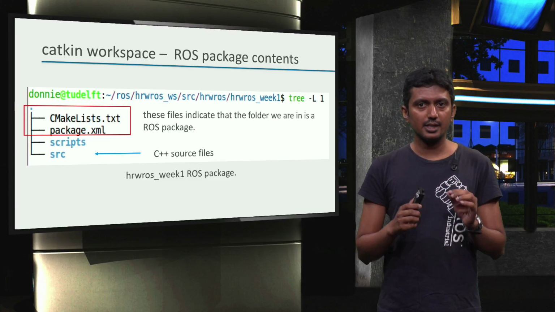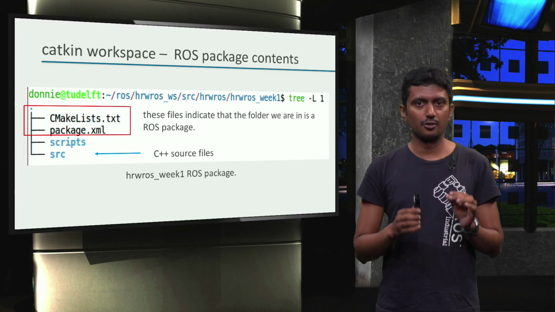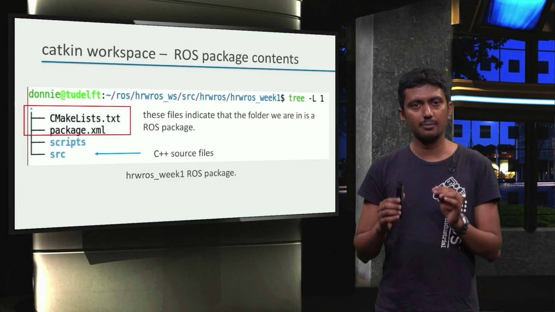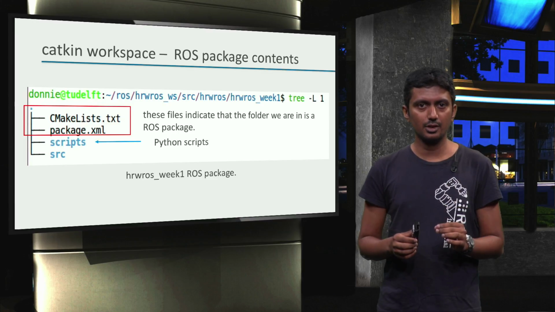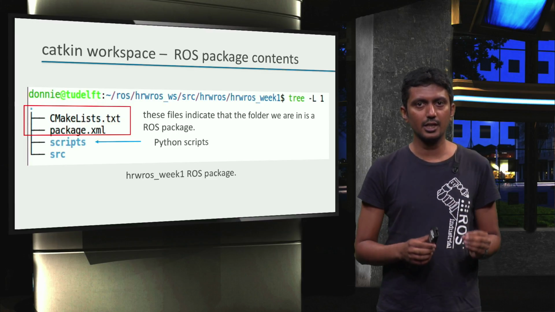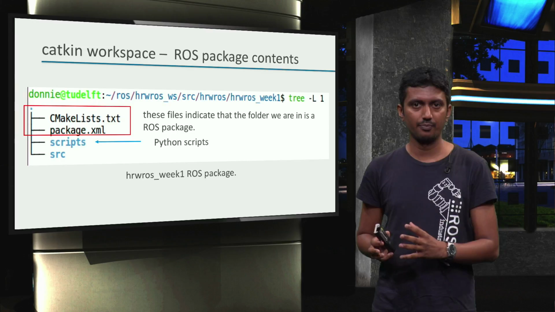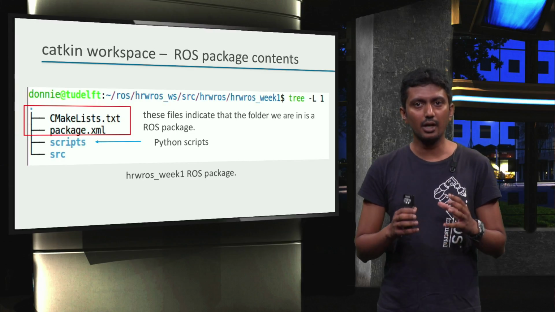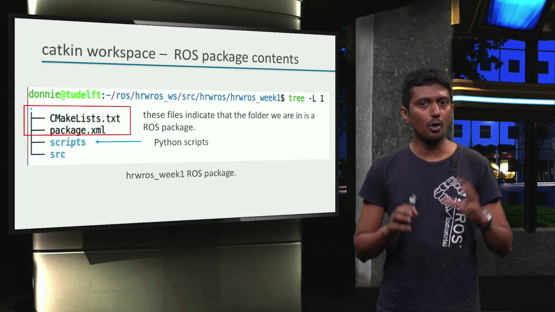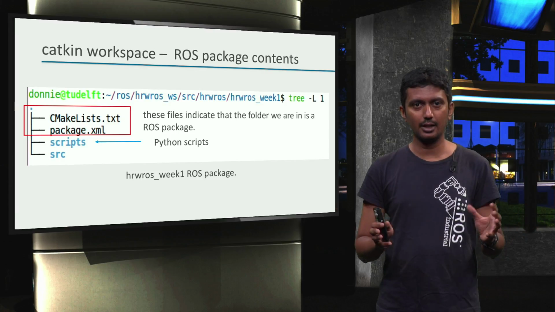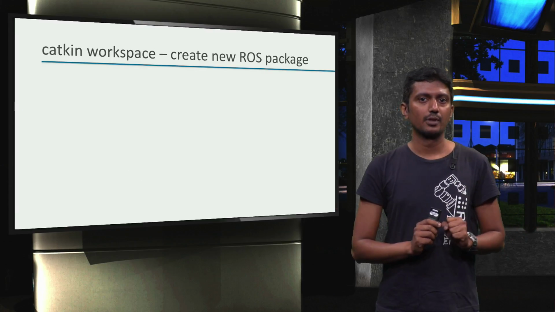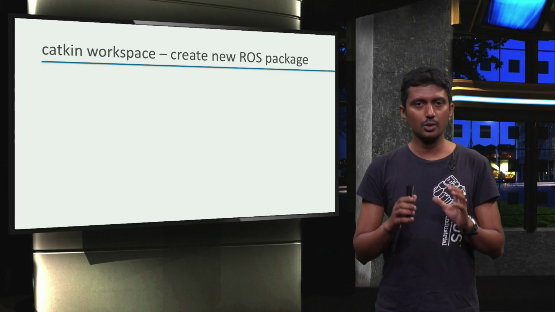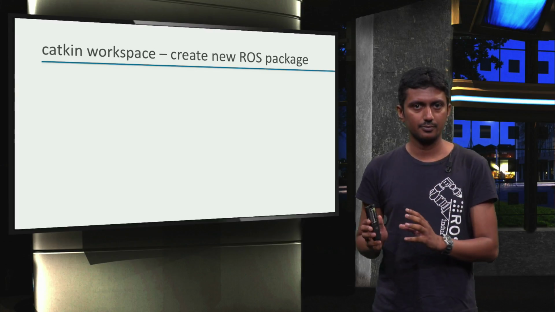Normally, the src folder is used for functionality implemented as C++ source files, and the scripts folder is used for functionality implemented as Python scripts. Since we will use only Python programming in this course, all our magic will happen in the scripts folder of our ROS packages. Now, let's find out how to create a new ROS package.